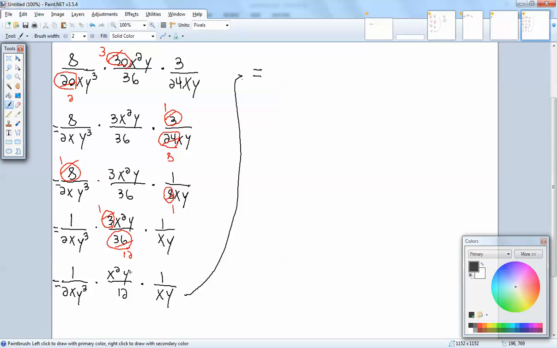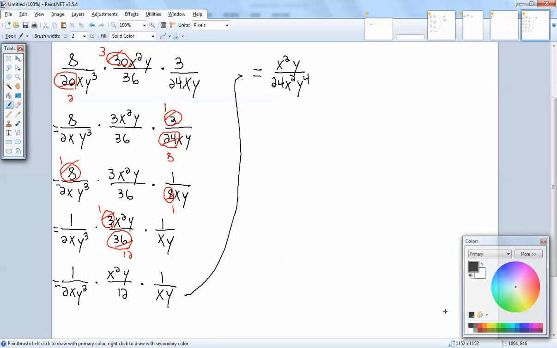Well, up on top we got 1s here, so those don't matter. I got x squared y. Now down below we got 2 times 12, which is 24. And when you're multiplying x's together, you just count them. I got 1 x here and 1 x here. I got 2 x's, or x squared. For y's, I got 3 y's here, I got 1 y here, so I got 4 y's.